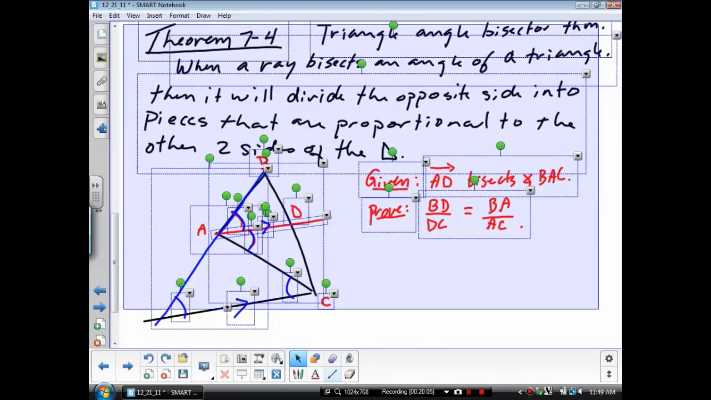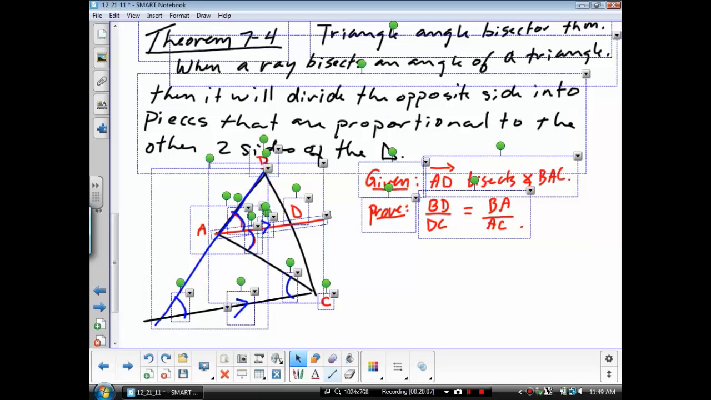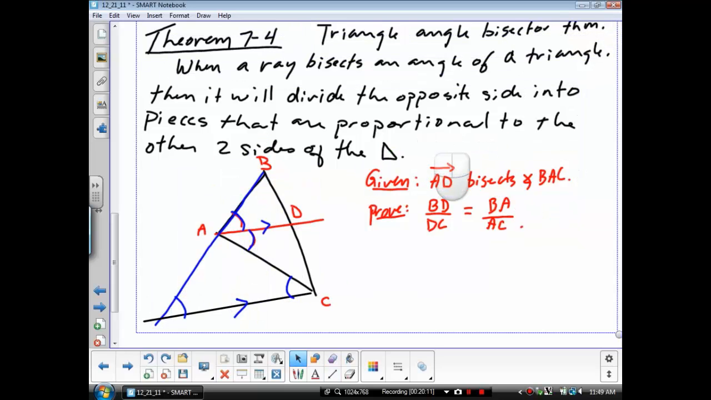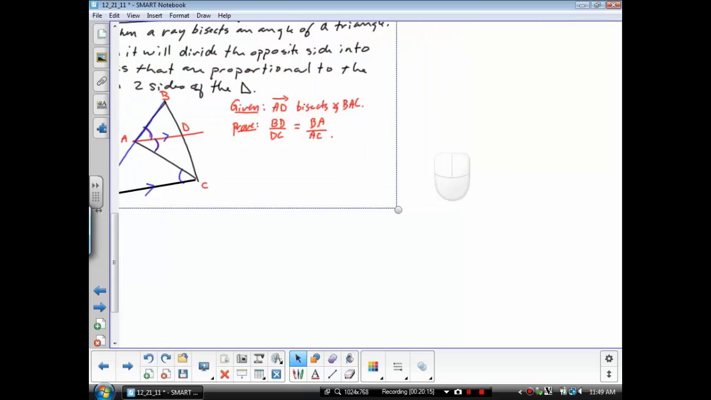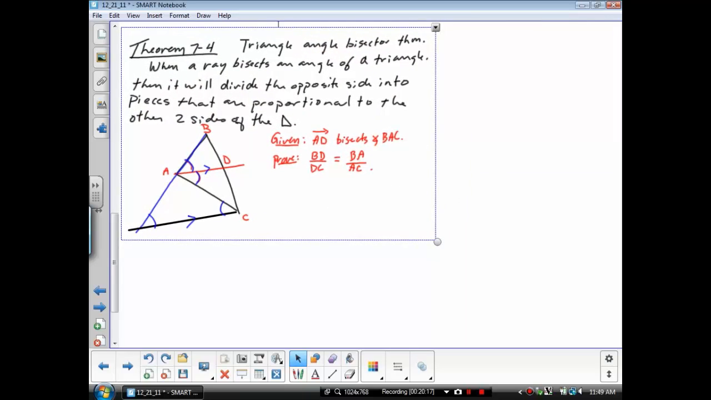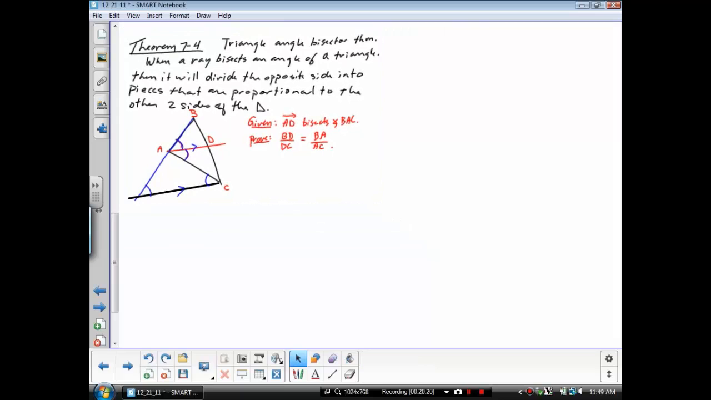So I'm going to shrink this so I have a little room. So now, if you can give me your attention, our last proof here.